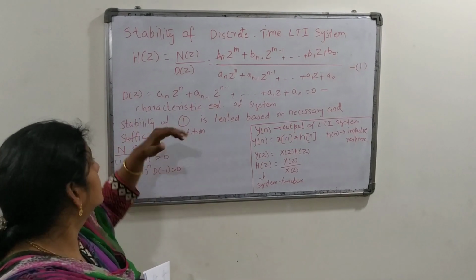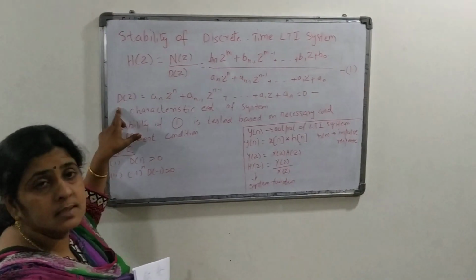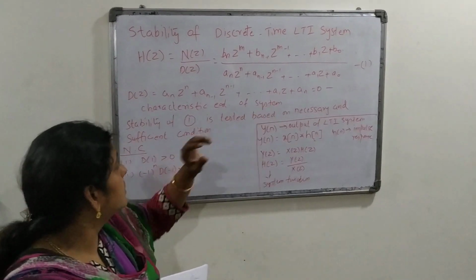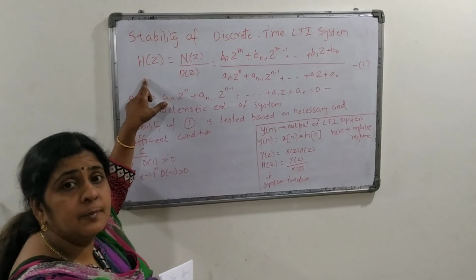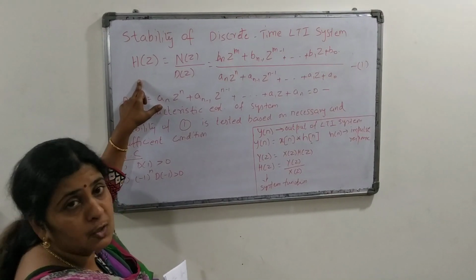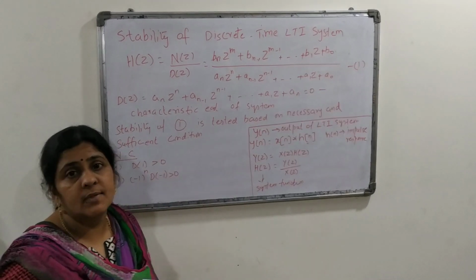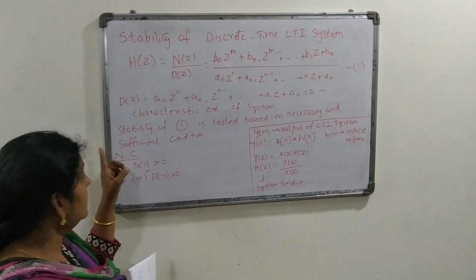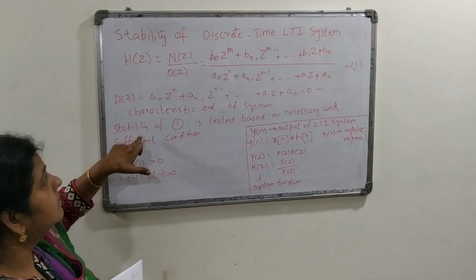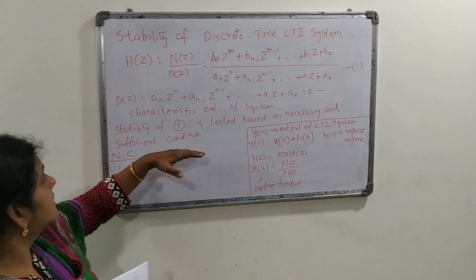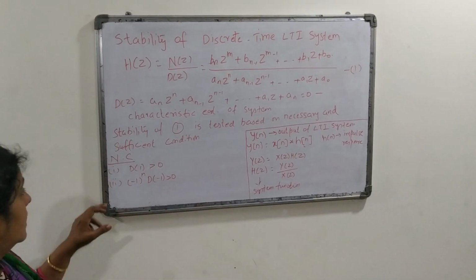Now consider the characteristic equation. We take this d of z and equate it to 0. Our aim is to find whether the system is stable or not. For that, we have the necessary and sufficient conditions. For finding out the stability, first we consider the necessary conditions.